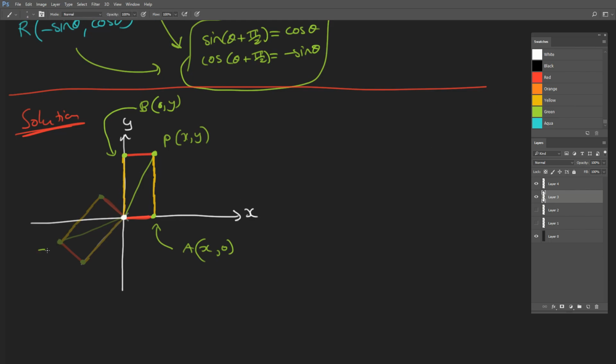So I'll label these points on the new rectangle. This one will be P tilde because it's the rotation of P. This one will be A tilde as it's the rotation of A. And this one will be B tilde as it's the rotation of B. So we're going to use all of our unit circle facts we did before to find the coordinates of A tilde and B tilde, and then we can use that to find the coordinates of P tilde, and that's going to be the coordinates of our rotated point. So we'll start with A tilde.